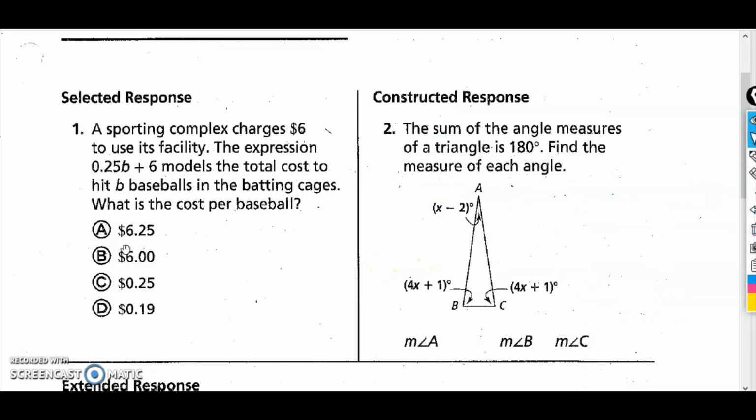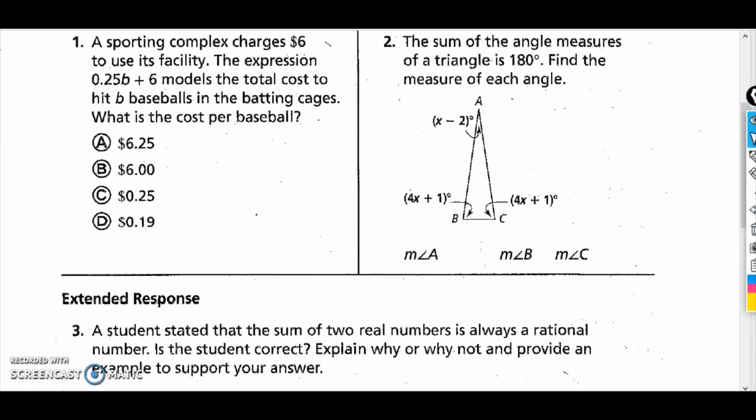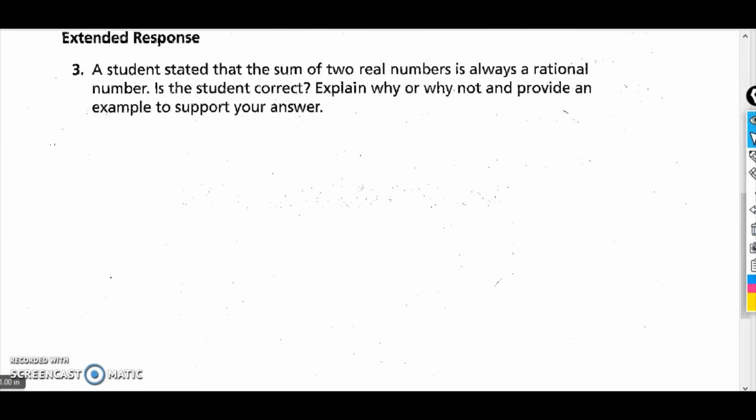Okay, let's look at number 3. We scroll down. A student stated that the sum of two real numbers is always a rational number. So rational means it can be written as a fraction, so like a over b. So numbers like that are 3, 0.78, 1/2. Is the student correct? Explain why or why not and provide an example to support your answer.